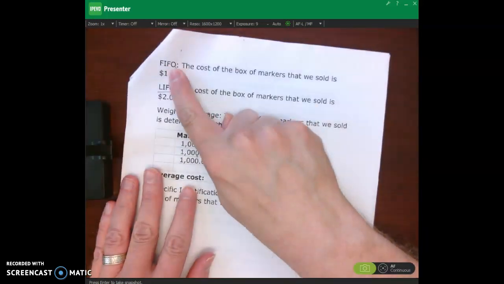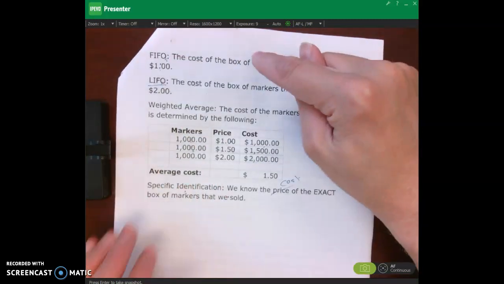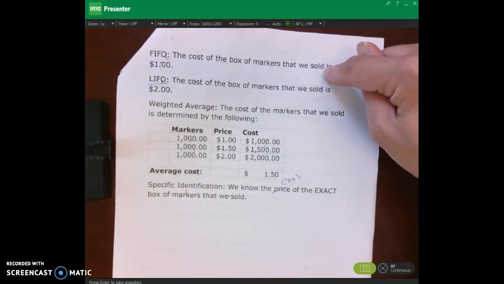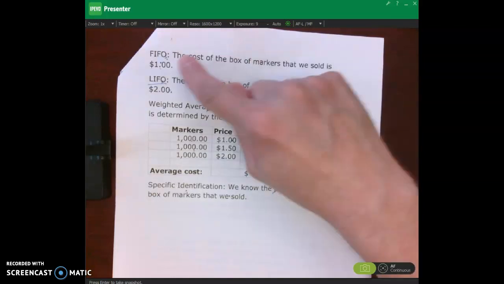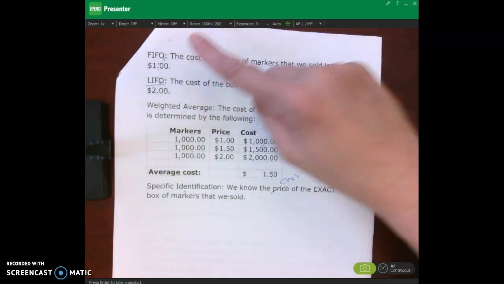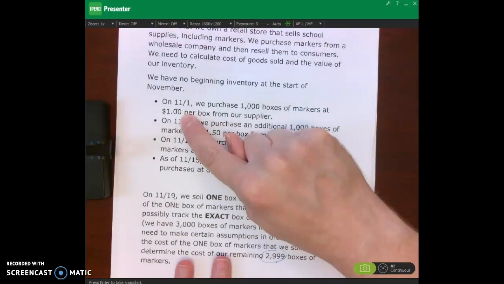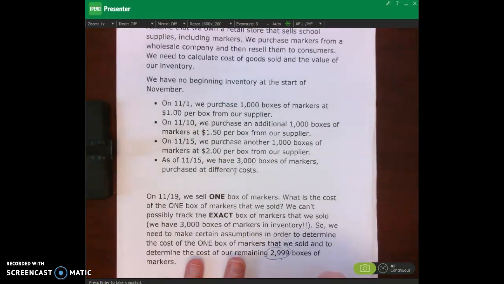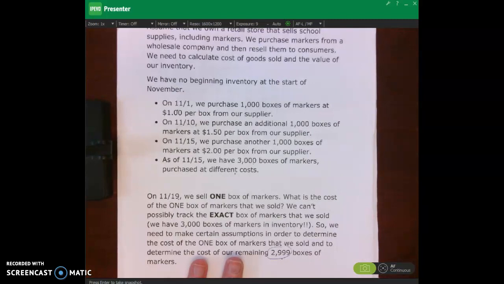The first one we'll talk about is first in, first out. Okay? What this says is that the cost of the box of markers is $1. This would be the cost of goods sold. So we debit cost of goods sold, credit merchandise inventory for $1. First in, first out. So what that's saying, the first one that we got in was the $1, and then we assume that's the first one that we sold. The first one that we bought is the first one that we sold. That's first in, first out.